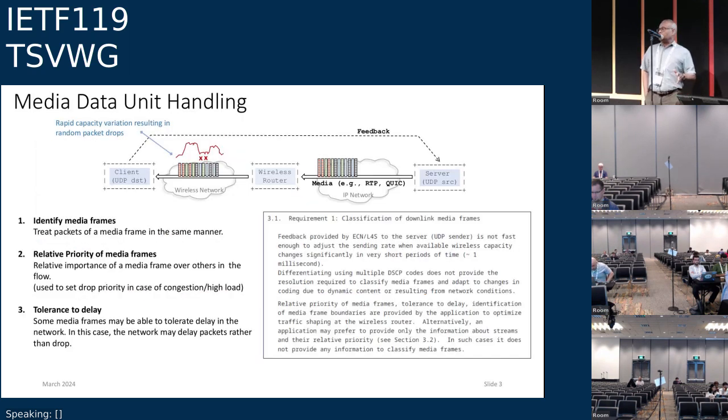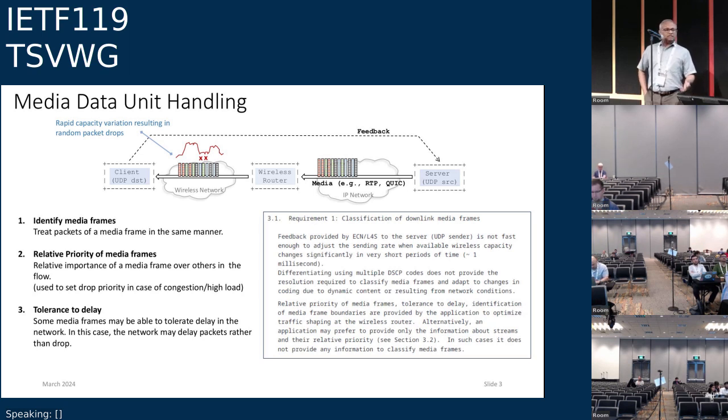So just as an overview, I think people are mostly familiar with this because it has been presented before. The problem is that in sub-RTT time, there are significant variations, and that causes the traffic shaper or scheduler in the wireless network to drop packets randomly or at the tail, which results in unexpected behavior and not a pleasant outcome.